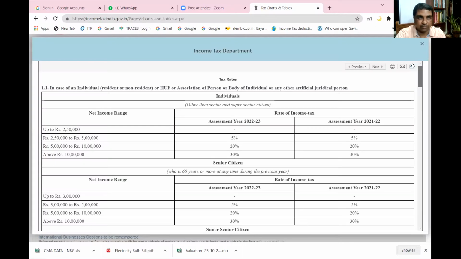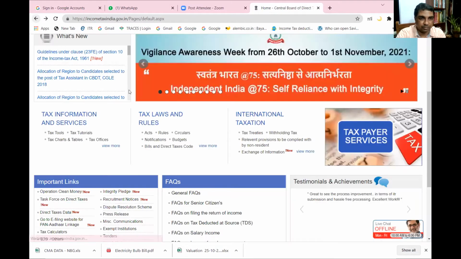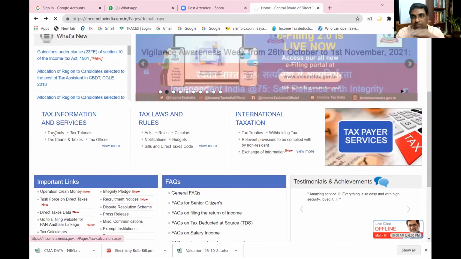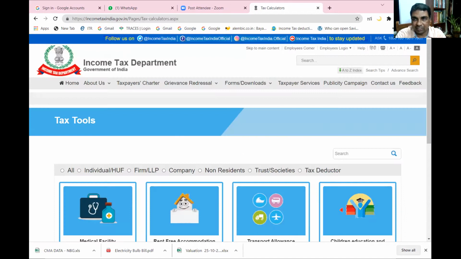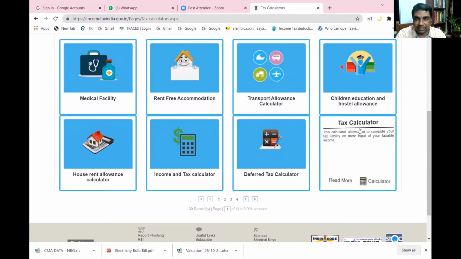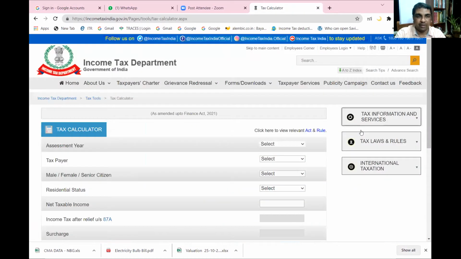Now again, I am taking you to the tax calculator on the website. Previous classes also I had shown you. Again, I am taking you to the tax tools. Once again, I want to make you familiar with these tax tools. Are you seeing it? I am taking you to the tax calculator. And here, for the assessment year 21-22, we are trying.